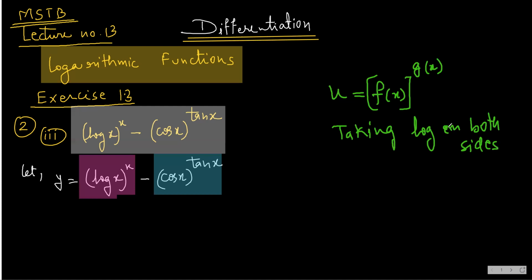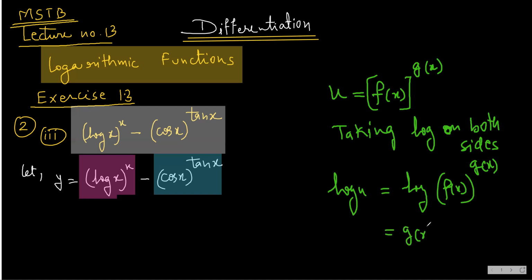You are taking natural log on both sides. So when you take log on both sides, what would you get? You get log of u equals log of f of x upon g of x, and then this becomes log of f of x raised to g of x. This becomes g of x into log f of x. This is by the law of logarithm.